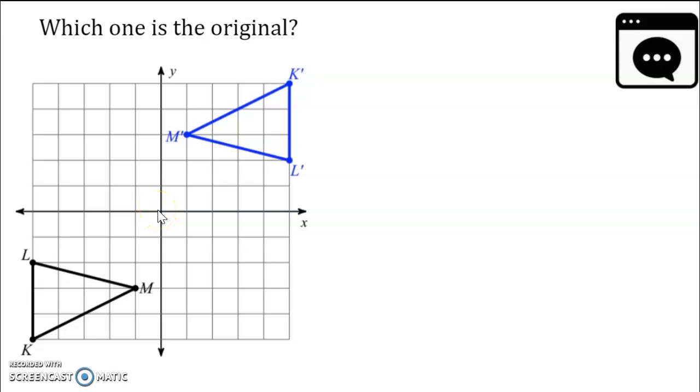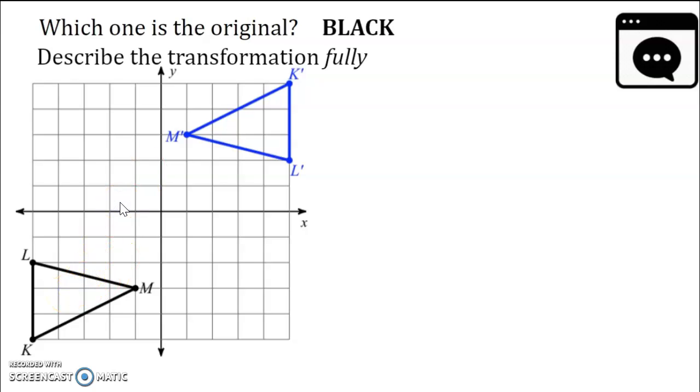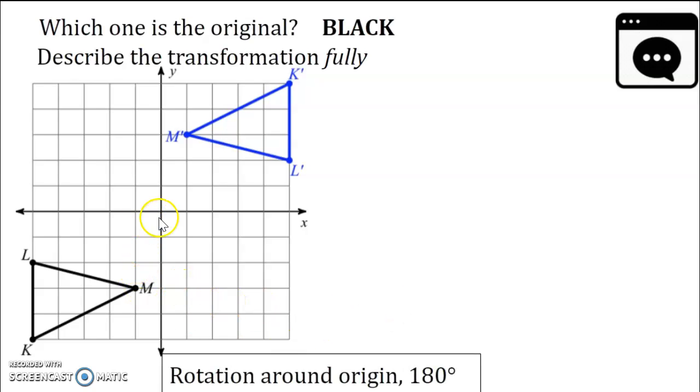So what was the transformation? Well, which one was the original? Original is the black triangle. And describe the transformation fully. What was the transformation? It's as if that was anchored right here and the figure just turned. Okay, so that's the only way I can get this to match up like that. So if I had a diagonal reflection line, the M should be over on this side and L should be over on this side, and that is not so. So it is a rotation, and it's a rotation around the origin.